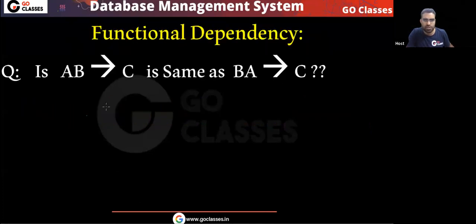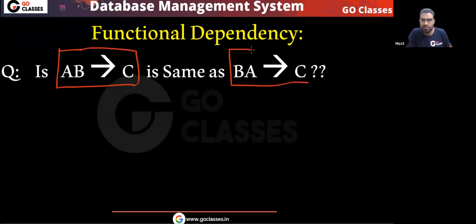Now let's solve this question. Tell me the answer for this question. Is this functional dependency AB determining C the same as BA determining C? Tell me, are these two functional dependencies the same? The answer is yes. What is the reason?